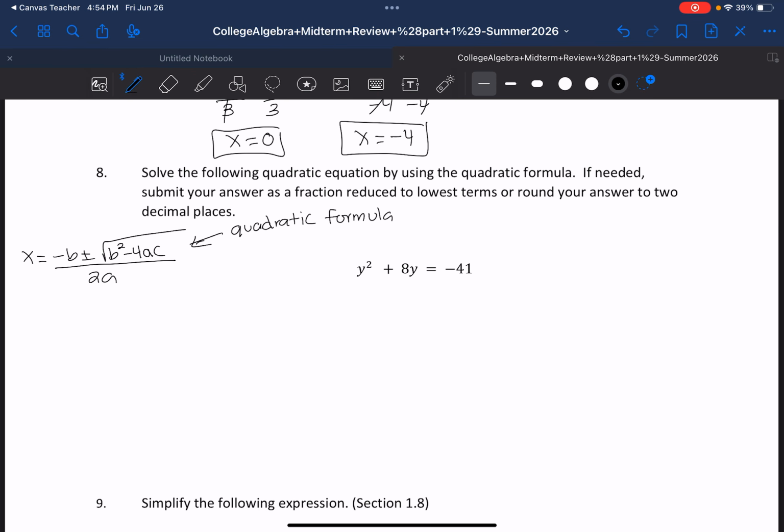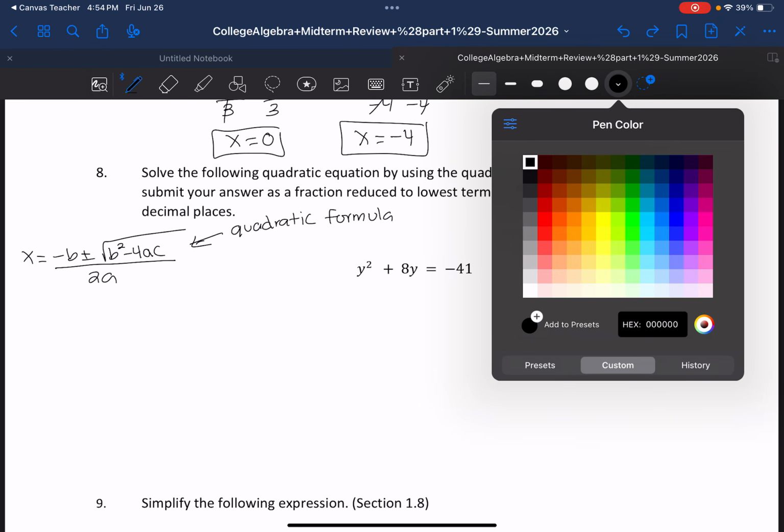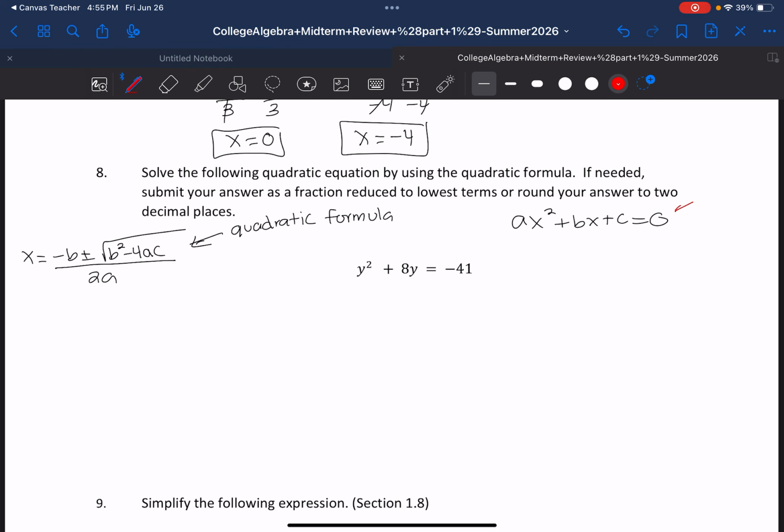And this formula gives us the solution to quadratic equations that are in this form: ax squared plus bx plus c is equal to 0. But it has to be equal to 0 first. So that's always the first step. That's called standard form when it's equal to 0. It's the standard form of a quadratic. So that's what we're going to do first. Step 1: get in standard form.